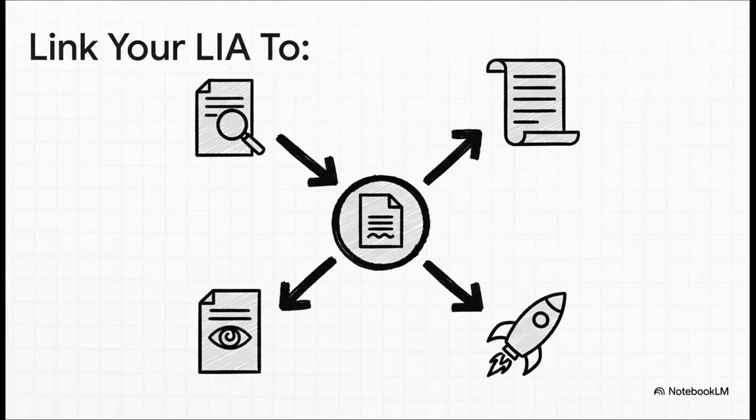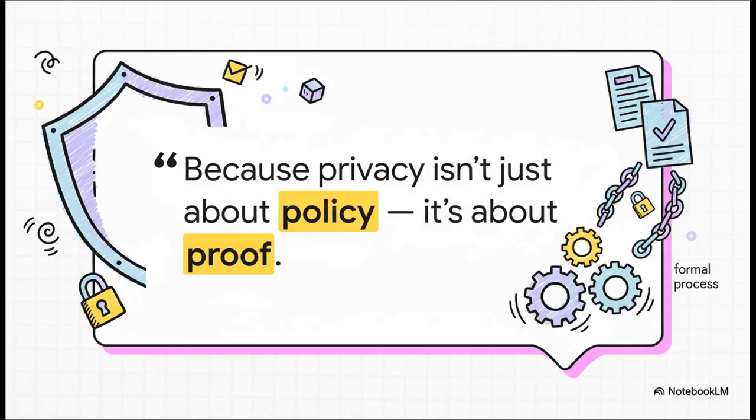So what does that actually mean? It means your LIA should be directly tied to your data protection impact assessments. It has to show up in your record of processing activities, your ROPA, and the conclusions you reach in your LIA should absolutely shape the language in your privacy notice. And here's the big one. You have to do this before you launch any new product or marketing campaign, not after.